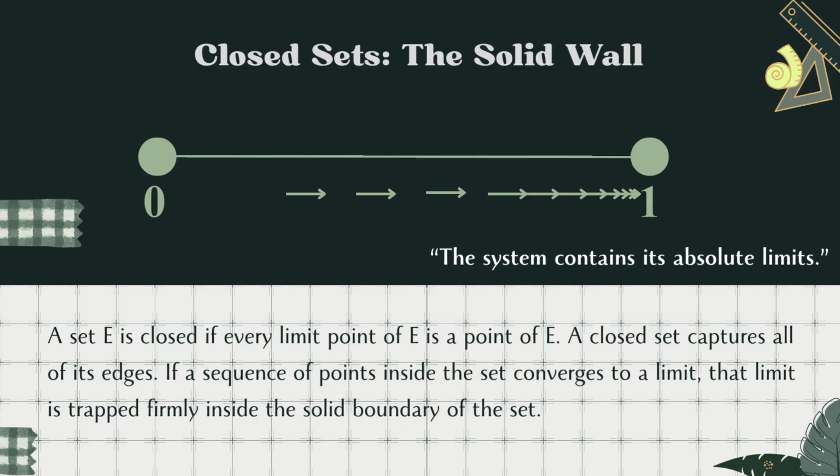Imagine a sequence of points moving closer and closer to 1. Since 1 belongs to the set, the limit never escapes. That's why I describe closed sets as a solid wall. Every limit point is captured by the set. Nothing leaks out. Once we understand open and closed sets individually, we can begin diagnosing familiar and unfamiliar sets.